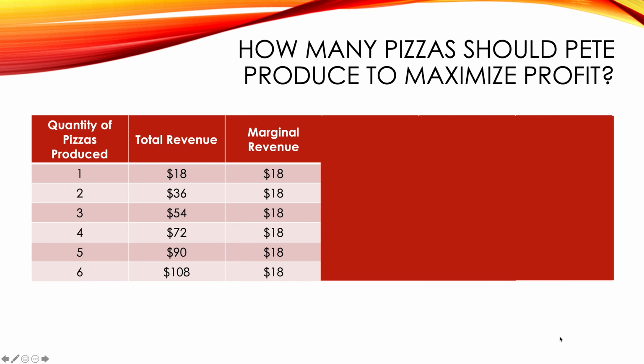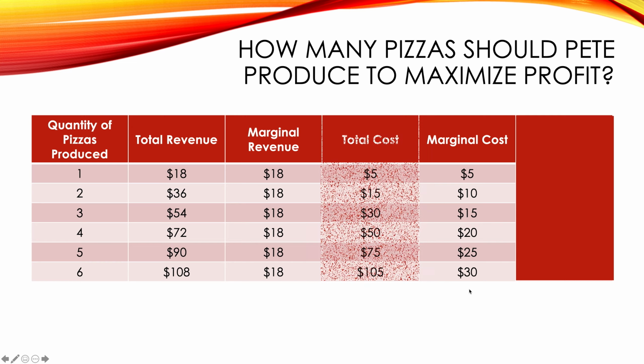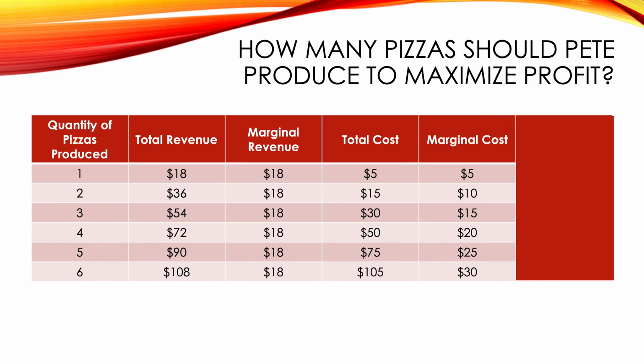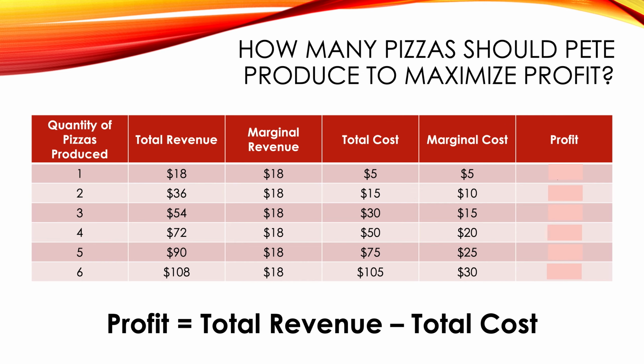So that's linear. We also said that every time Pete produces a pizza, he's going to incur a cost to produce that pizza. So the marginal cost was the cost of producing each pizza. So the first pizza cost him $5 to make, the second pizza cost him $10 to make, and so on. And from that, we can generate total cost. So as Pete produces more pizzas, his total cost goes up and up and up by whatever marginal cost is. And so now that we have all this information, we can calculate Pete's profit in this column. And this is easy because we already have the formula for this, right? It's total revenue minus total cost. And we've got total revenue right here, and we've got total cost right there.